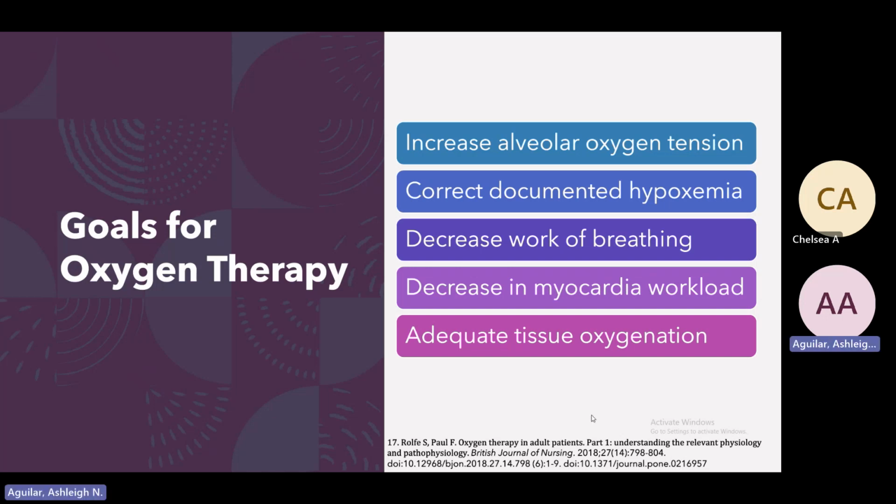Goals for oxygen therapy. The goals are to increase alveolar oxygen tension, try to correct hypoxemia, decrease your work of breathing, decrease myocardial workload, and to get adequate tissue oxygenation.